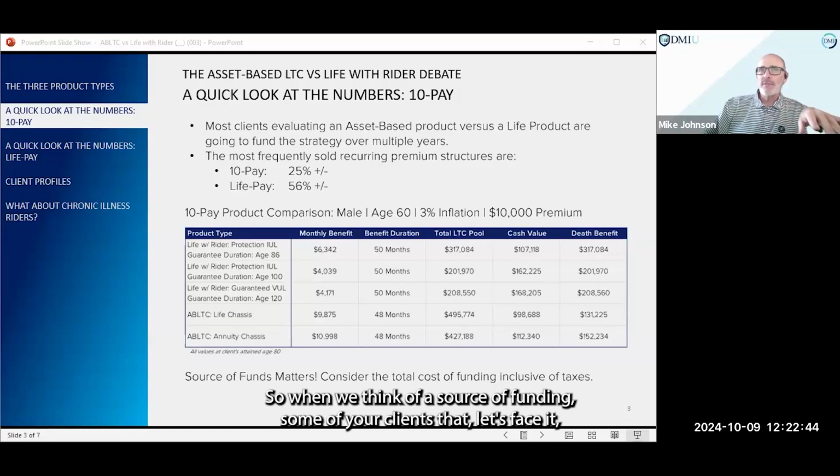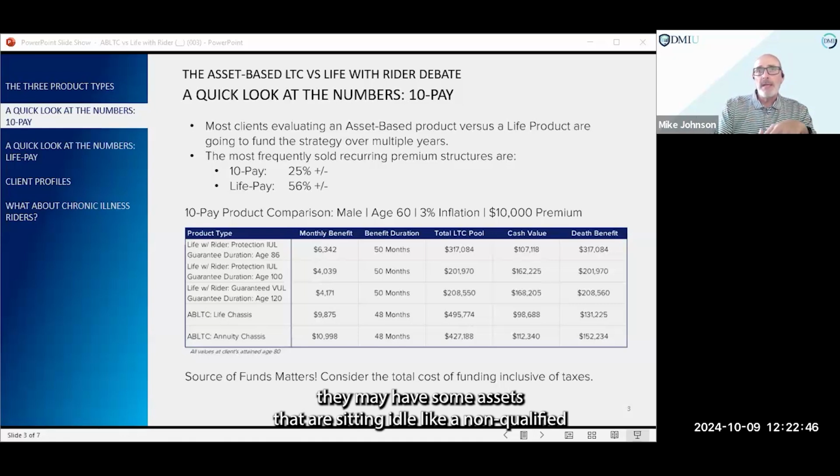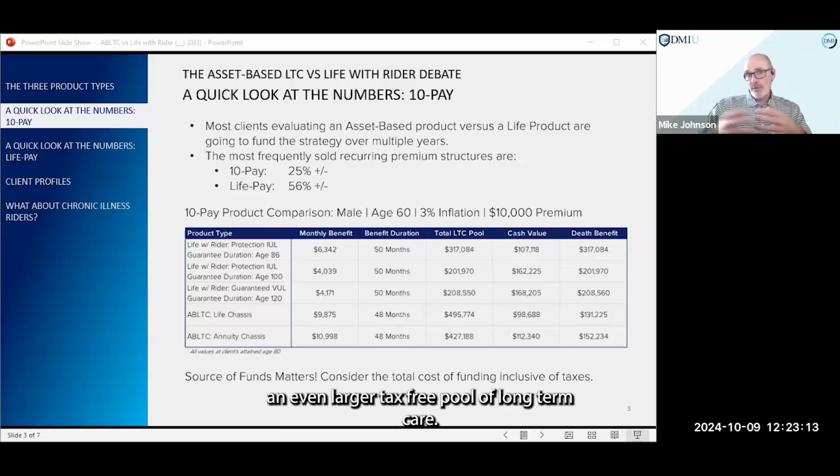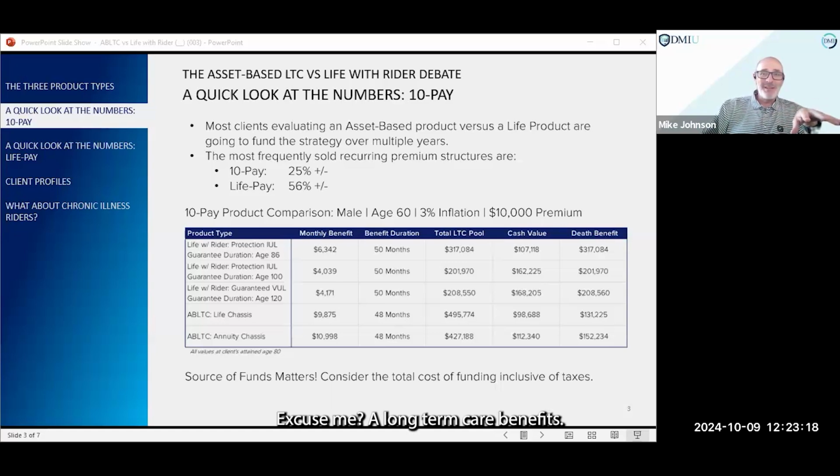So when we think of a source of funding, some of your clients, let's face it, may have some assets that are sitting idle, like a non-qualified annuity. Likely that's earmarked for future long-term care needs. Josh alluded to this a little bit at the beginning. With legislation that's been passed recently, those tax-deferred assets can be used to fund long-term care. And when those funds are used for qualifying LTC expenses, they can be used to leverage an even larger tax-free pool of long-term care benefits.